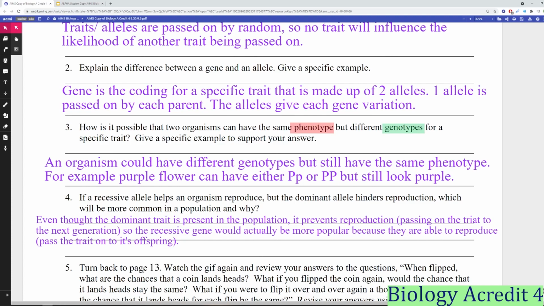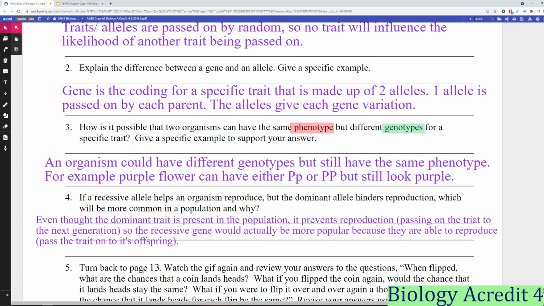So remember, in order for you to pass down traits to the next generation, you have to reproduce. If your trait is a dominant trait that is not allowing you to reproduce, therefore that trait is going to die with you. You're not going to be able to pass it down to the next generation.